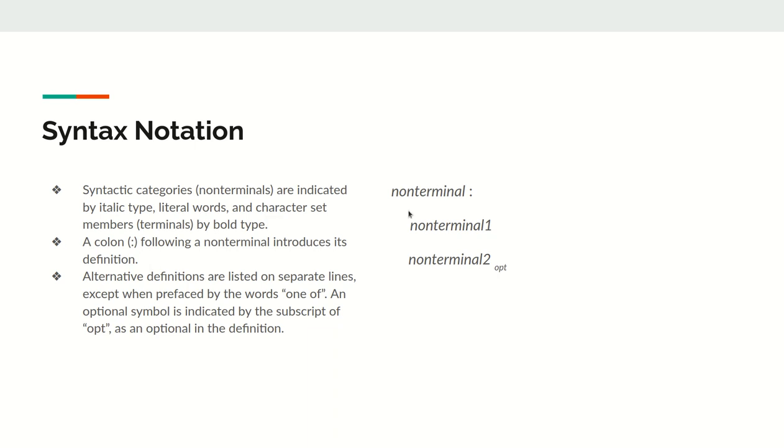So you can see the example on the right side. We are going to define a non-terminal. It is only for the example here. Then we put one colon. This is the definition of the non-terminal, and there are two lines, non-terminal 1 and non-terminal 2, and in the subscript there is opt. So this non-terminal can have non-terminal 1 and non-terminal 2 as optional in the definition of the non-terminal. So this is how this syntax notation looks.